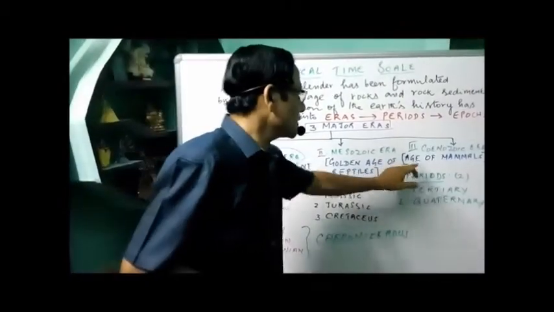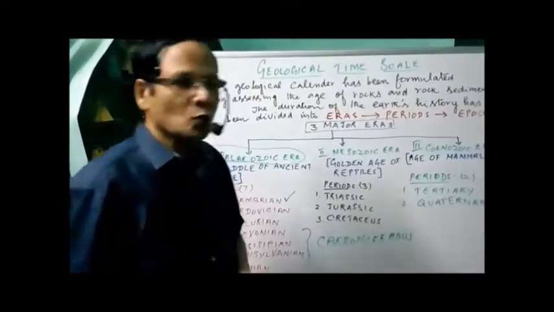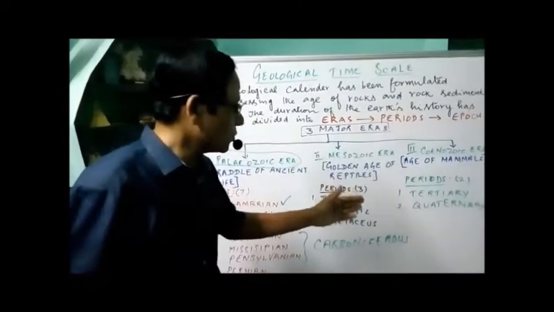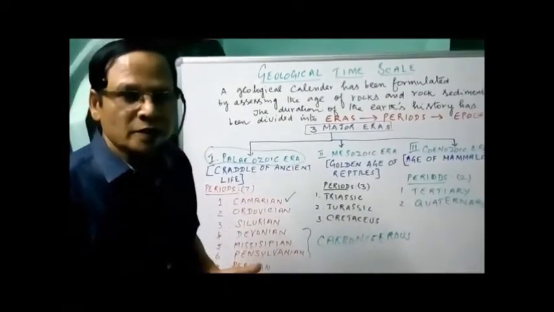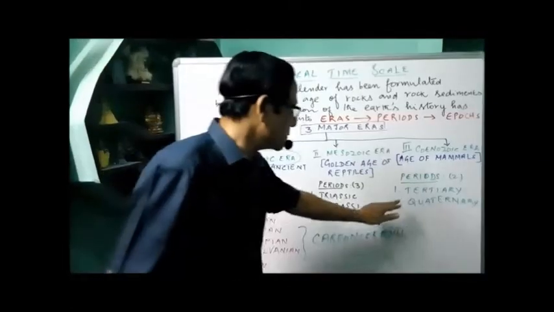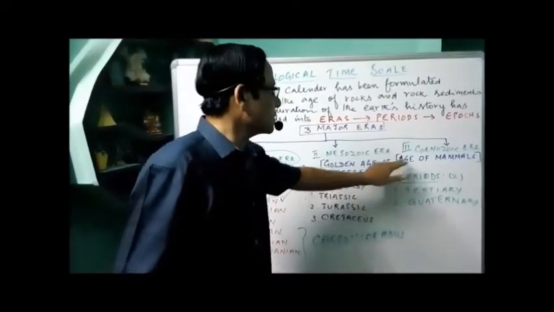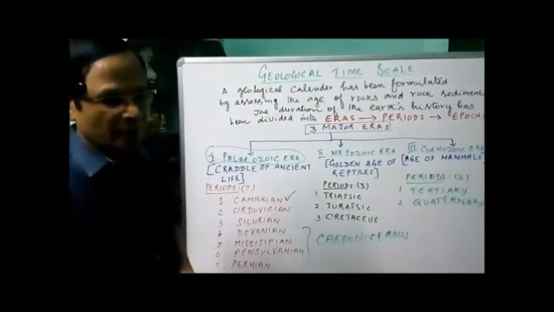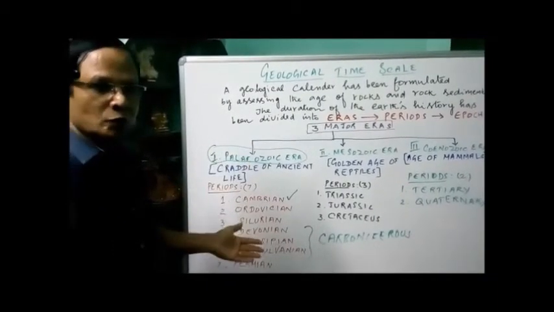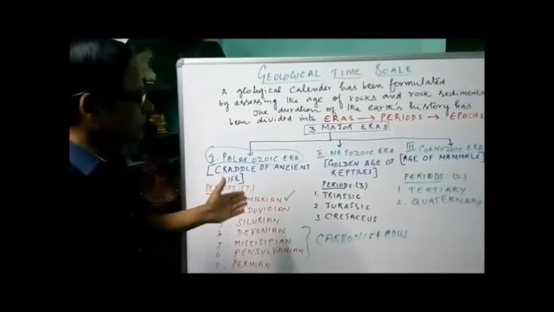Then the Cenozoic era, the age of mammals, which included two periods, one Tertiary, another Quaternary. The Tertiary period includes 5 epochs. I'll tell you one by one later. Then the Quaternary period includes 2 epochs. Totally 7 epochs are included under the Cenozoic era. Now we have to discuss one by one which animal groups were dominant during the different periods of the Paleozoic era. Then pass on to the next.